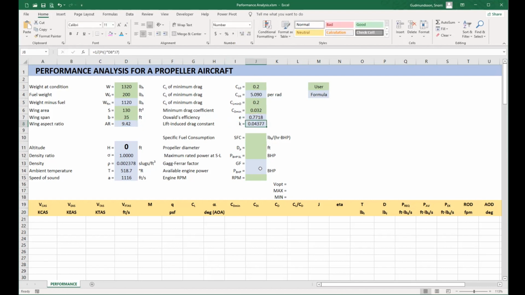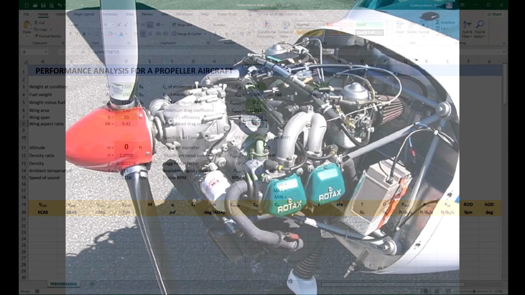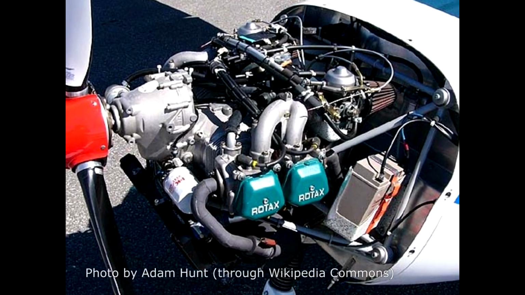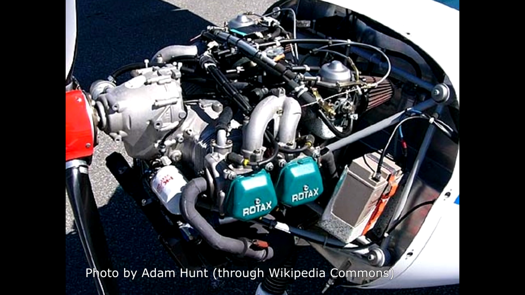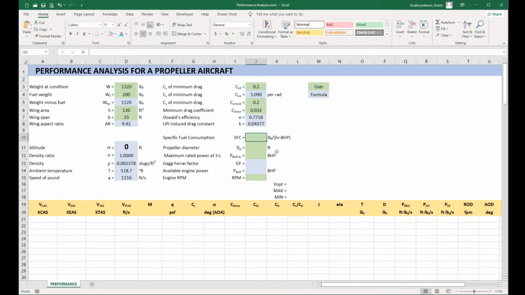Now let's focus on the power plant. A likely engine for this aircraft would be a 100 horsepower Rotax 912 or similar. Those engines have a power-specific fuel consumption of about 0.5 pounds of fuel per hour per brake horsepower. A typical propeller for this engine has a diameter of 69 inches. Here we must convert this to a unit of feet. Therefore, I'm going to enter this as 69 divided by 12, which gives 5.75 feet.